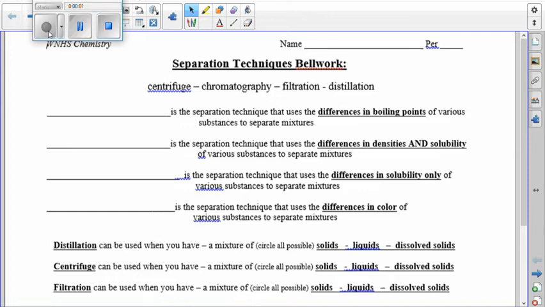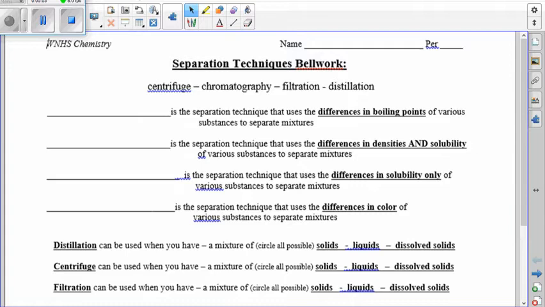Working on this bell work. It's in your packet. So let's see here.